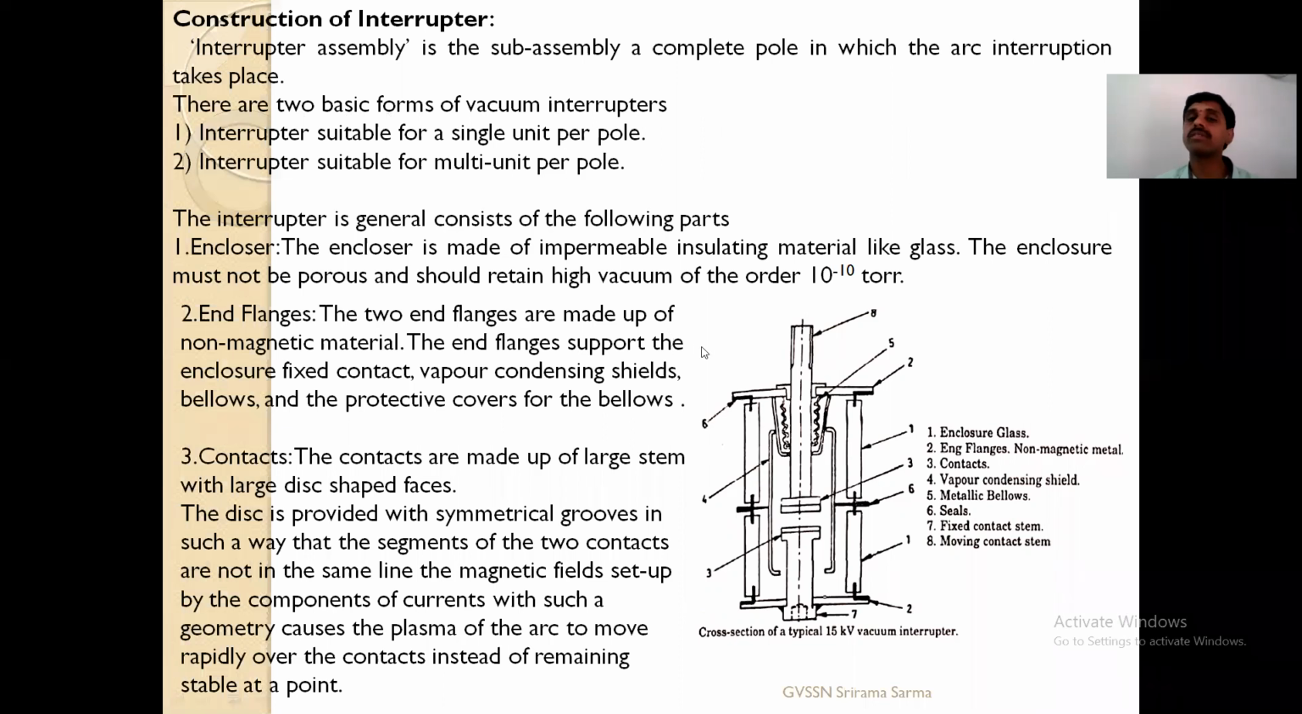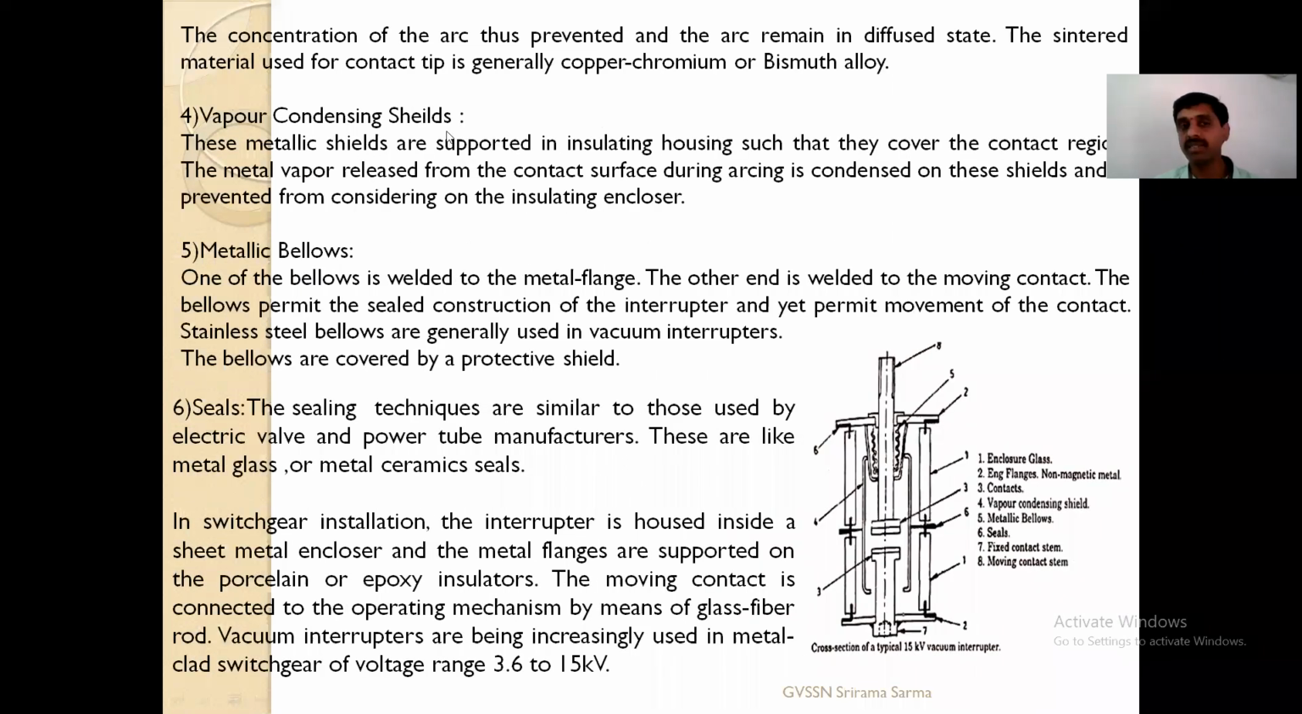Okay, you go through this text, which is same as the previous one. So vapor condensing shields and metallic bellows, that's what we discussed. And seals, sealing techniques are similar to those used by electric valve and power tube manufacture. These are like metal glass, metal ceramic seals. So here, the important thing is the moving contact is connected to the operating mechanism by means of glass fiber rod. Vacuum interrupters are being increasingly used in metal clad switchgear of voltage 3.6 to 15 kilovolts. Generally 3.3 to 13 kilovolts, 33 kilovolts like that we'll say. Sometimes 3.6 to 15 kilovolts range we can say.